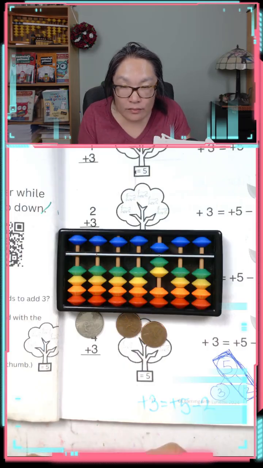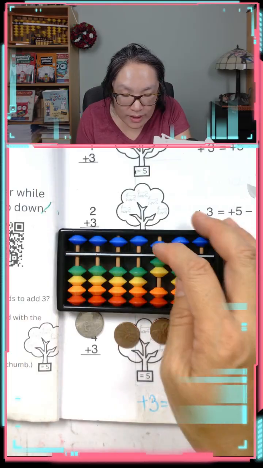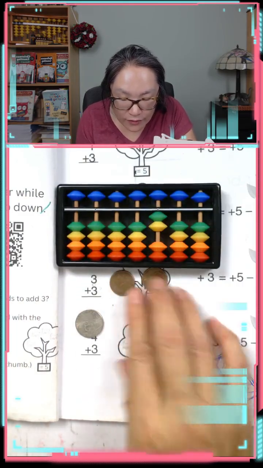So does that make sense? When we're looking, what we need to do is we do it again. So I have 3 on the abacus.